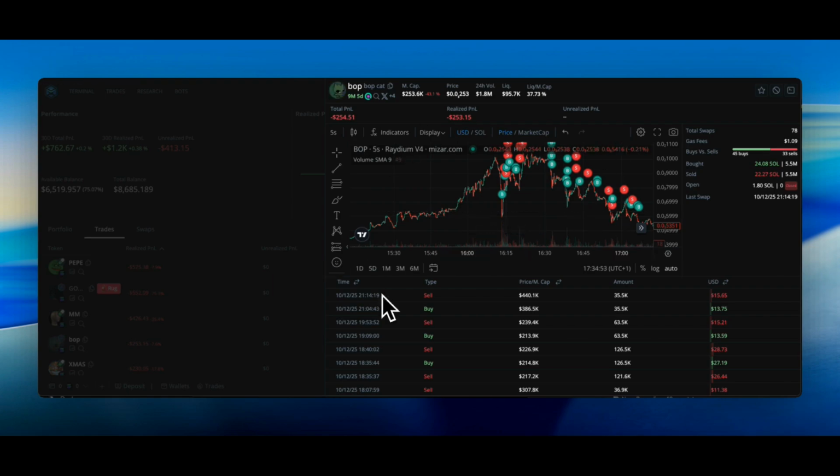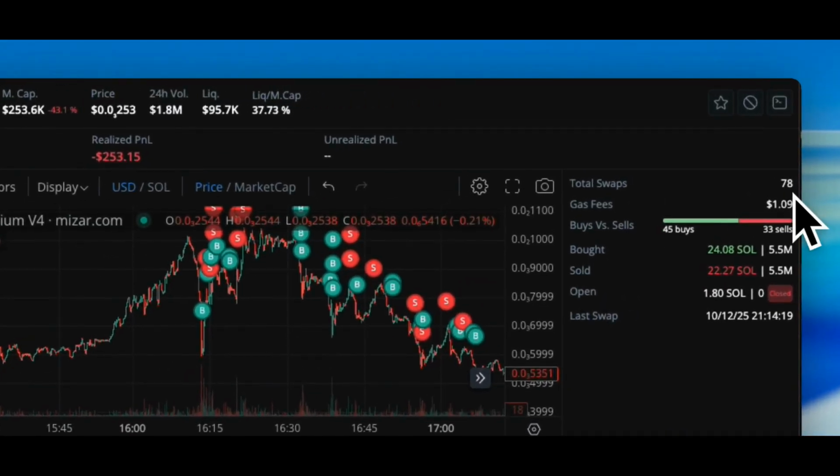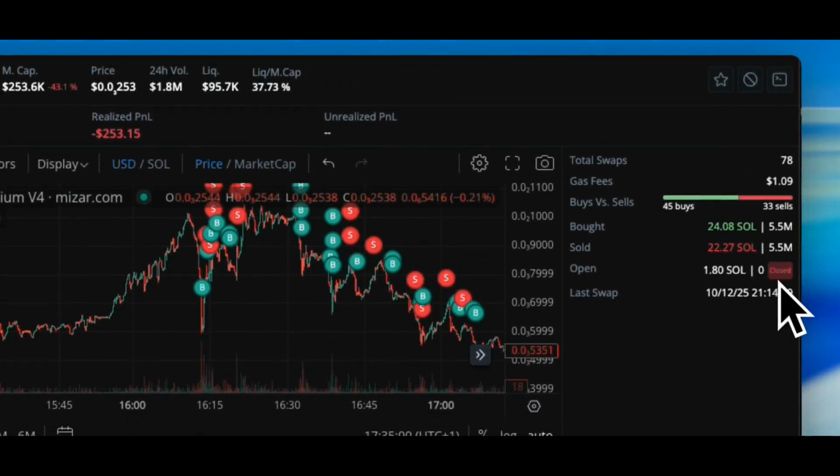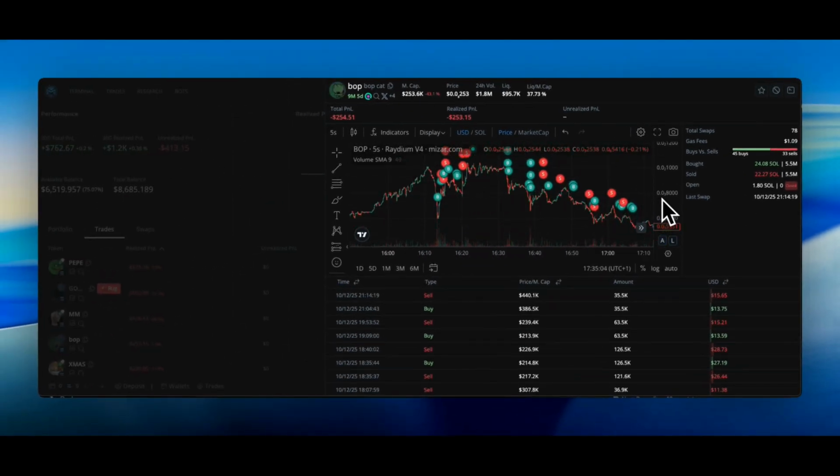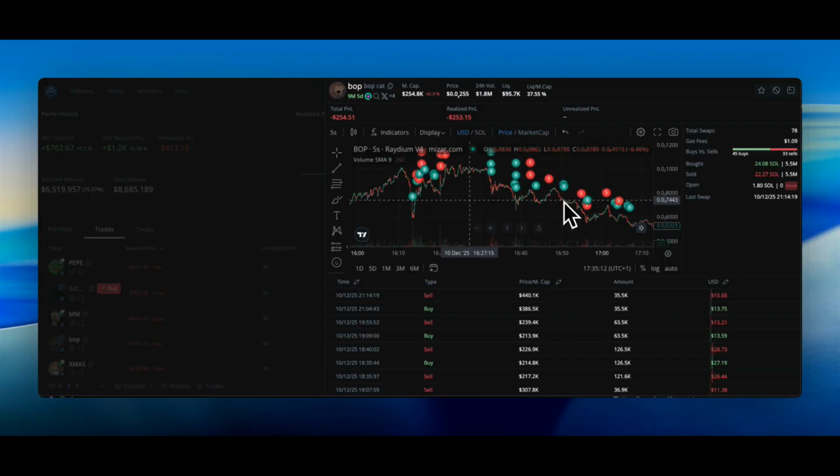If I click into the trade, I get a full overview. How many swaps were made, how much gas was paid, and how much of the position is open or closed. But the most insightful part is the chart. Switching to a 5-second view gives us enough detail while still being easy to navigate. Here you can clearly see what happened.